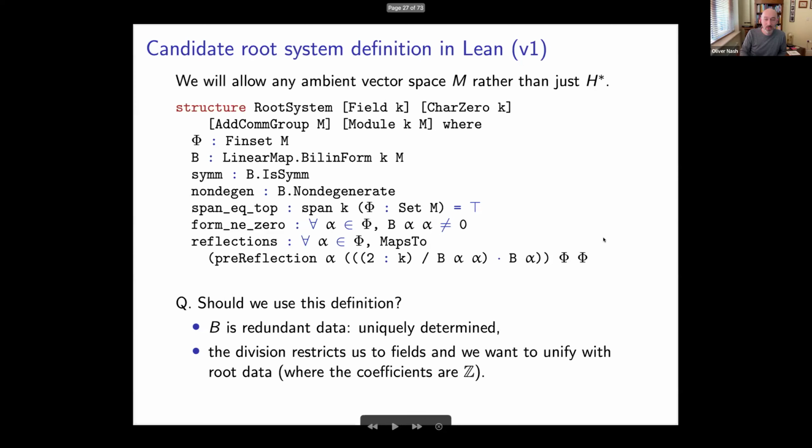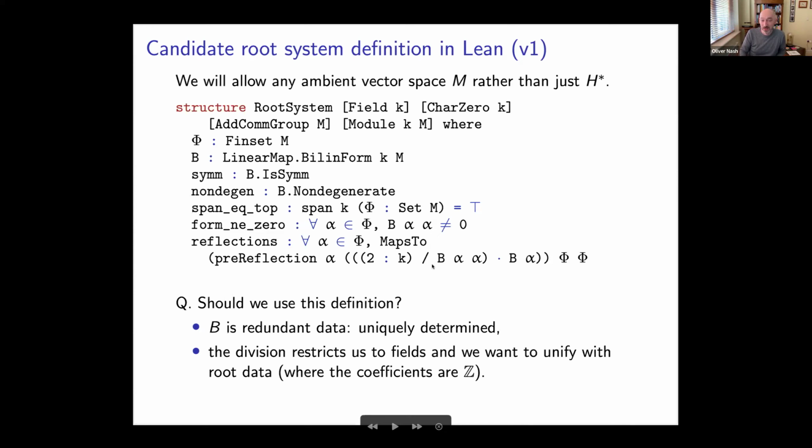So that's one question. A more serious question is, I also mentioned root data. So we'll get to root data in a minute. Root data are, roughly speaking, root systems where the coefficients are the integers. Often you see, in fact, I've only ever seen a treatment of root systems and a treatment of root data. I've never seen a unified treatment of the two together. Nobody's actually bothered to just do it. But in Mathlib, we hate to repeat ourselves. So I would like a unified treatment of the two. And so if this is going to be a definition of root systems, I'd better try and make it something that can also cover root data.